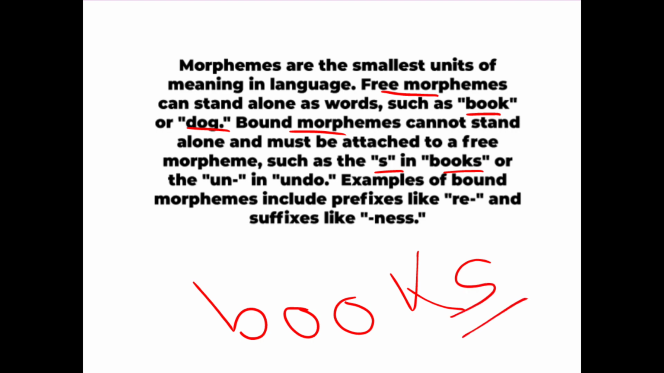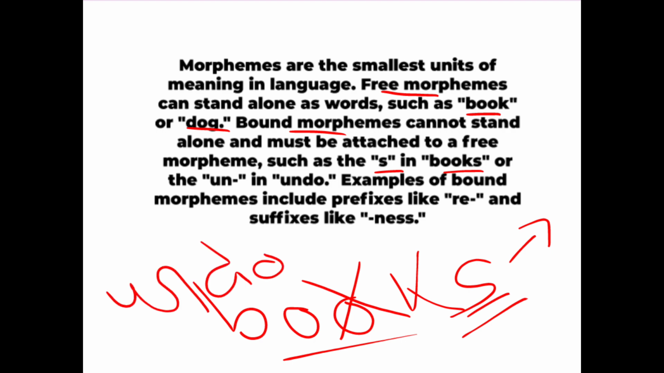So here s is actually a bound morpheme and book is a free morpheme. Now s is dependent on the free morpheme, meaning s is dependent on book. If I remove this book, s has no meaning. That's why bound morphemes must be attached to a free morpheme, such as the s in books or the un in undo. Now do can stand alone, but un cannot stand alone. So un is actually a bound morpheme and do is actually a free morpheme.